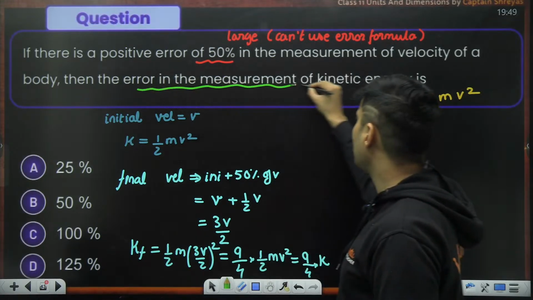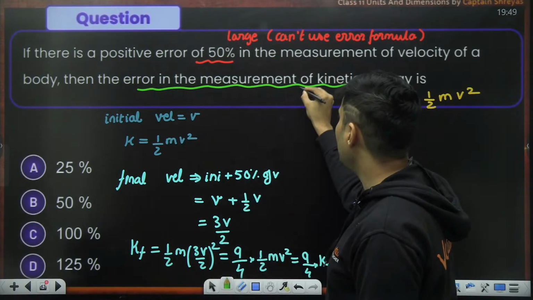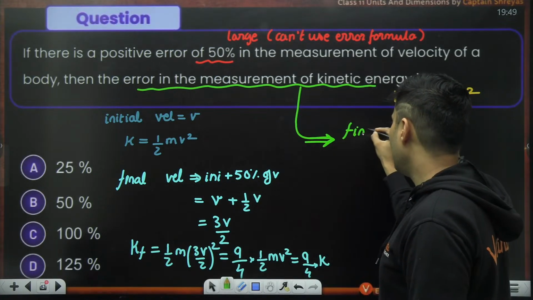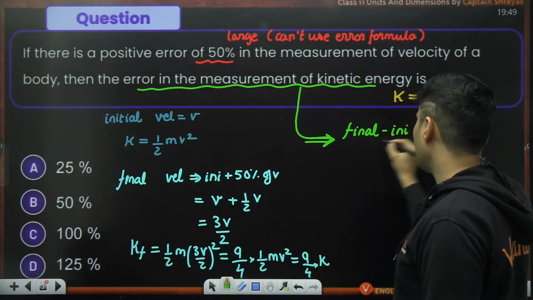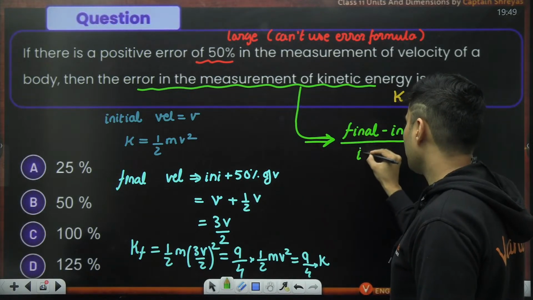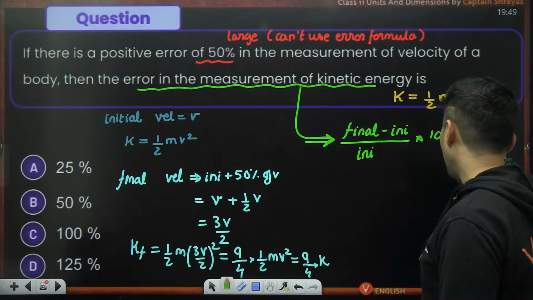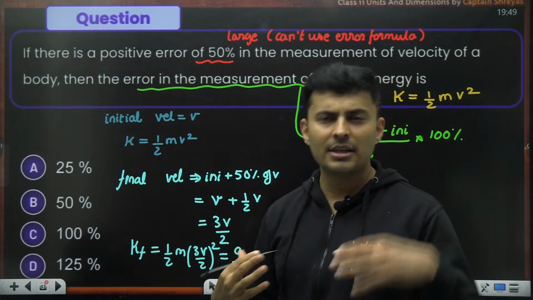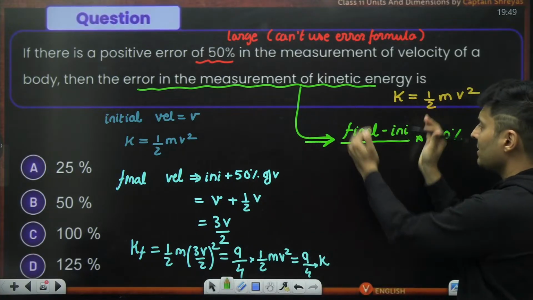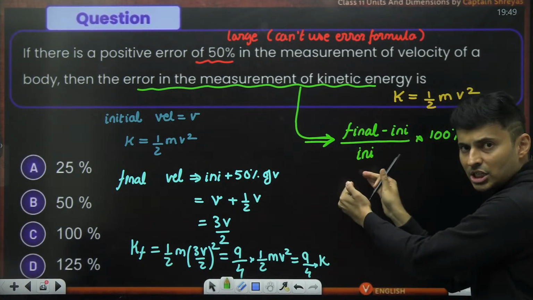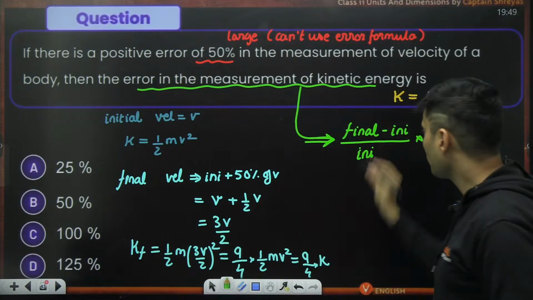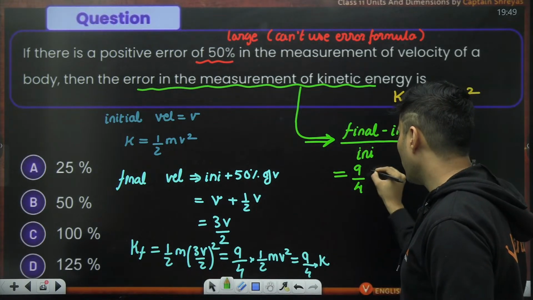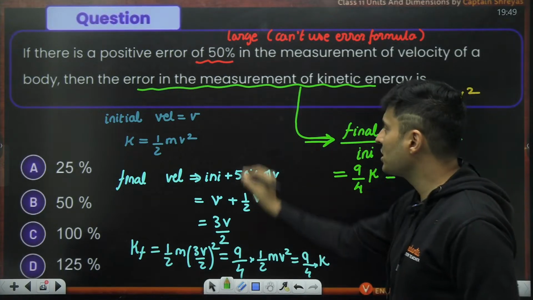So the error measurement of kinetic energy will be very important. Look at this formula. It will be final and initial difference, whatever the difference is, upon the initial, multiplied by 100. That is the answer. Because if you want to find the percentage change, you find the difference of those quantities, compare it relatively to the initial quantity, and then multiply by 100. So what is the final quantity? It is 9 by 4 K. What is the original quantity?